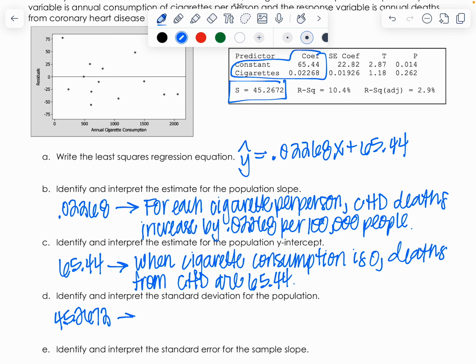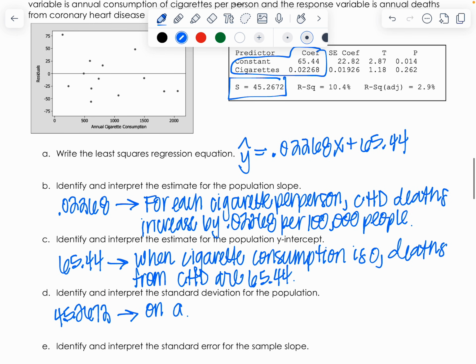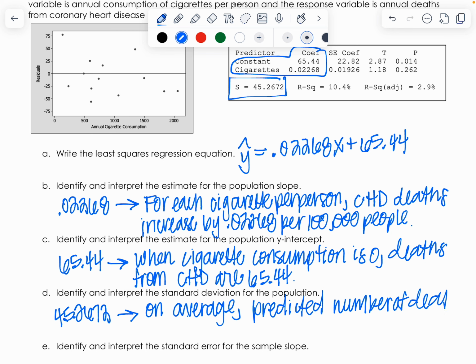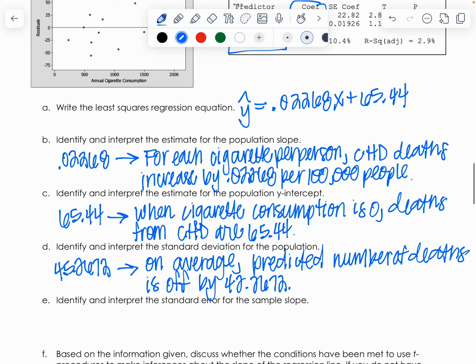45.2672, tells us that on average, the predicted values for y, so predicted number of deaths is off by 42.2672. Those are all three things you learned back in Unit 2. This is the last one.